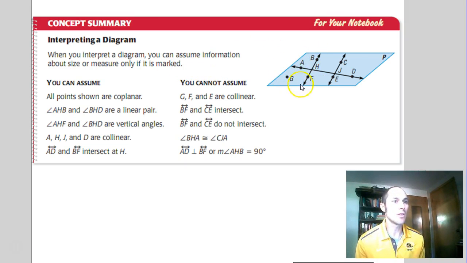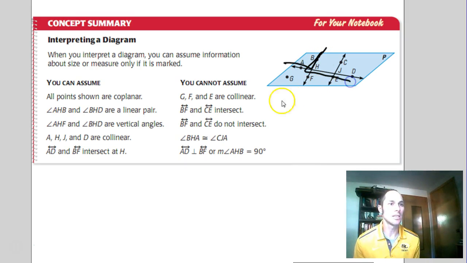We can assume that all these points, since they're lying in the plane, are coplanar. There are no points up here in a dashed line showing that it's another dimension. We can't assume that G, F, and E are collinear. The reason is there's no line connecting them. We can say that A, H, J, and D are collinear because those are connected by a line. We can say that angle AHB and angle BHD are a linear pair. That would be this angle here, AHB and BHD. Those form a linear pair since they share a common ray. They're right next to each other.